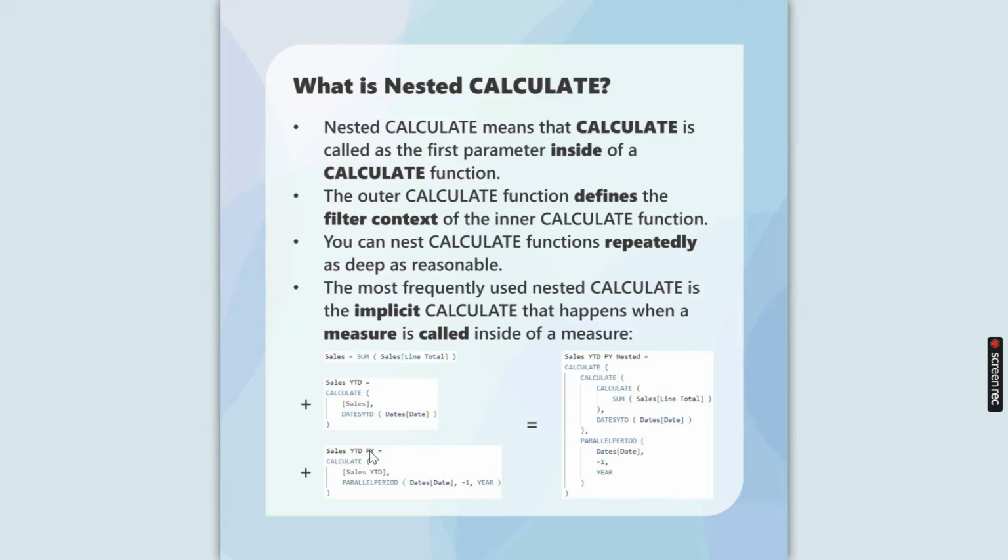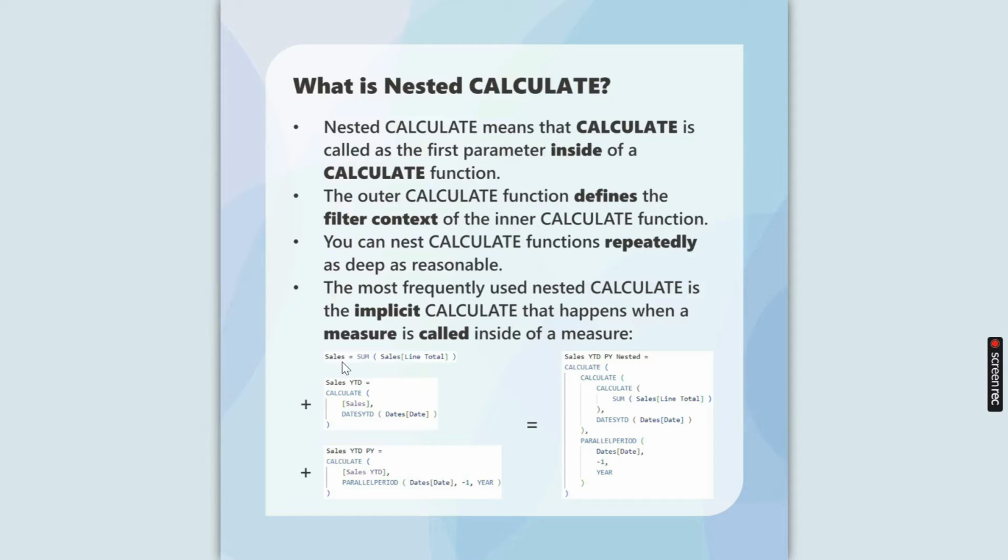That's why, first to calculate the total sales, here we have created one measure called total sales, and to find out the total sales we have used the DAX function called SUM, and inside this SUM DAX function we have applied the line total column of the sales column. Okay, and at the end we will get the total sales value here.